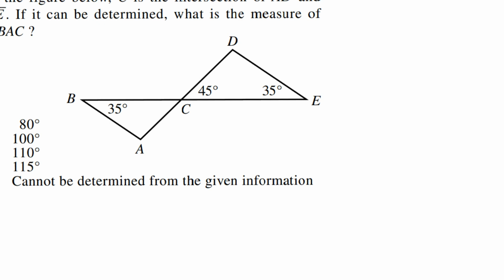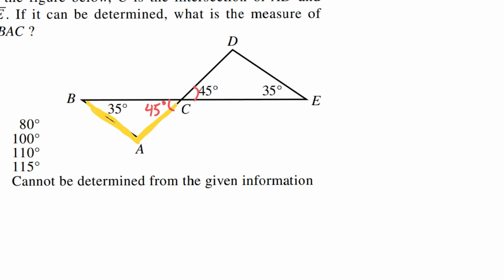Okay, as we read, in the figure below, C is the intersection of AD and BE. We can see that happening here. If it can be determined, what is the measure of BAC? So make sure you label the angle that you're looking for before you go here. You are going to see what's known as, if you recall from Algebra 2, vertical angles. Anytime two lines intersect, the angles on opposite sides of the vertex are equal. They're called vertical angles. So since this angle is 45, this angle is 45.